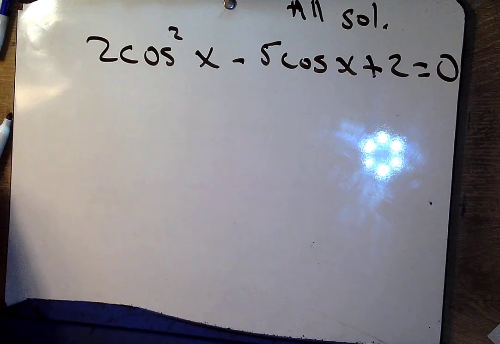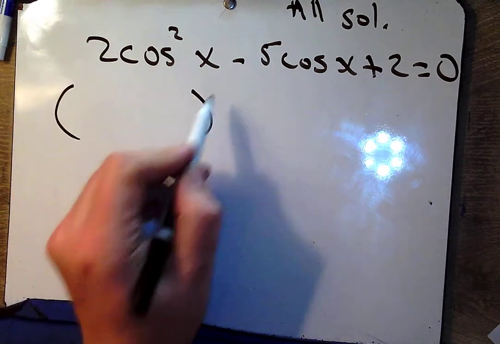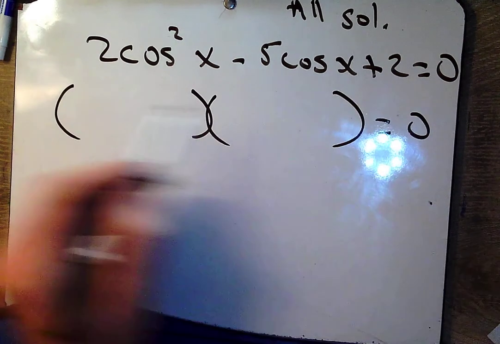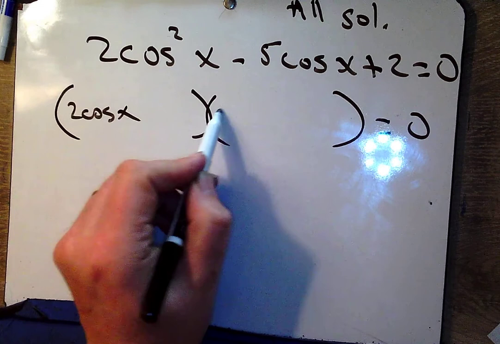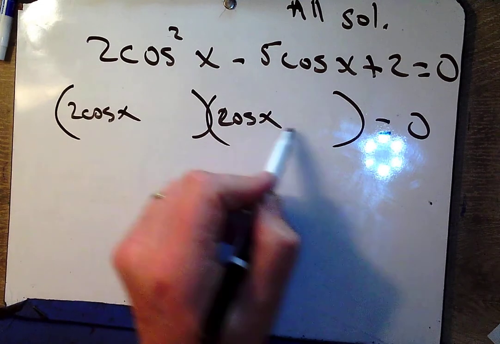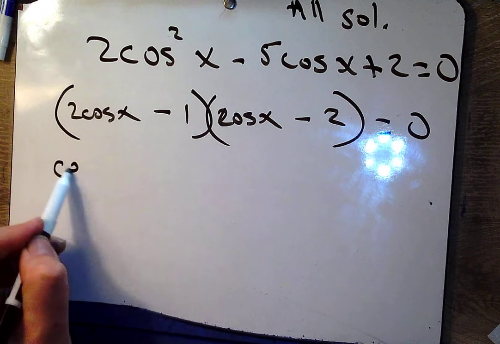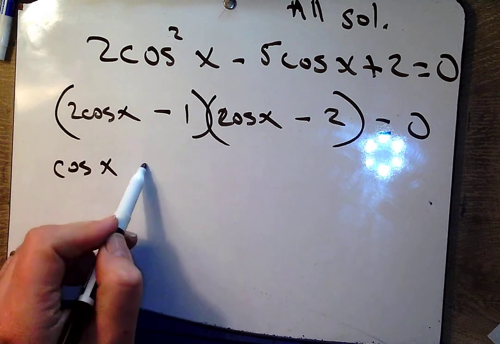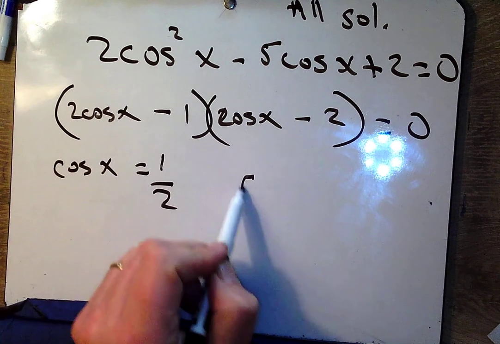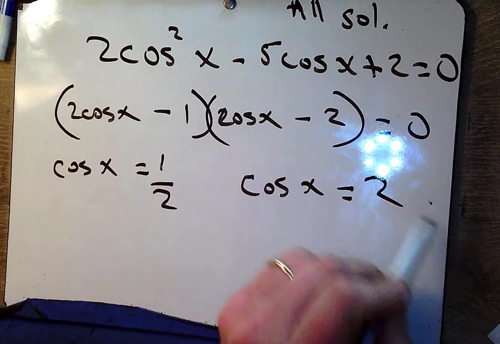Welcome back. Did you factor? So we got 2 cosine x, and cosine x, and 2, and 1, and some minuses. This gives me cosine x equals 1/2, and this gives me cosine x equals 2.